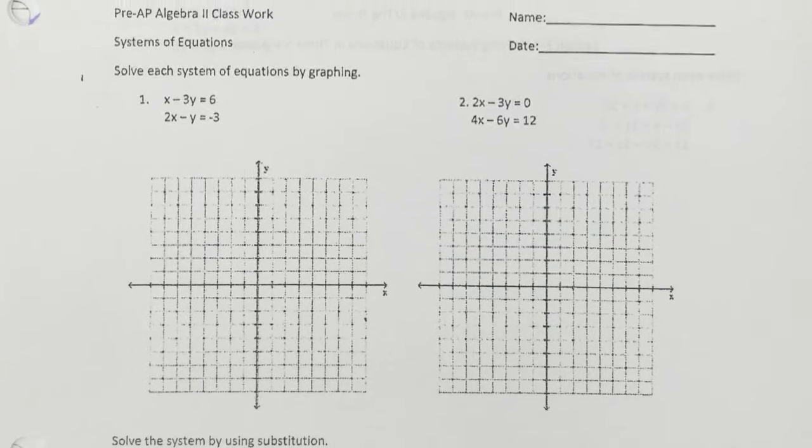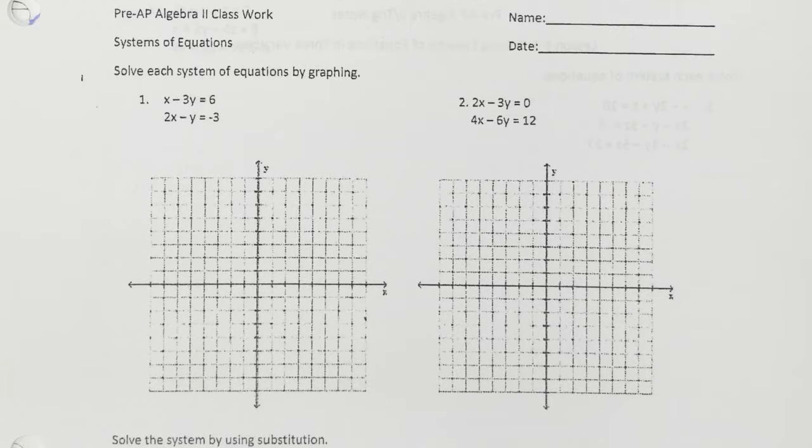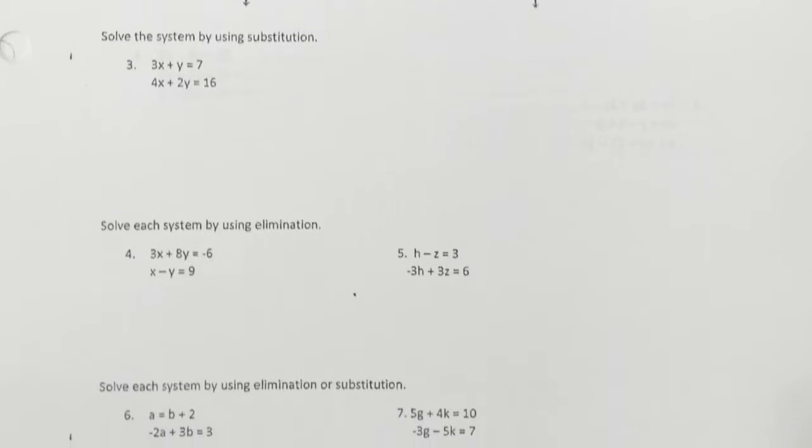Okay, thank you. All right, let's go back over this real quick. Numbers 1 and 2 want you to solve by graphing, which means what has to happen? Thank you, Cameron. Y has to be by itself. So right now, make yourself a note. Y has to be by itself for 1 and 2.